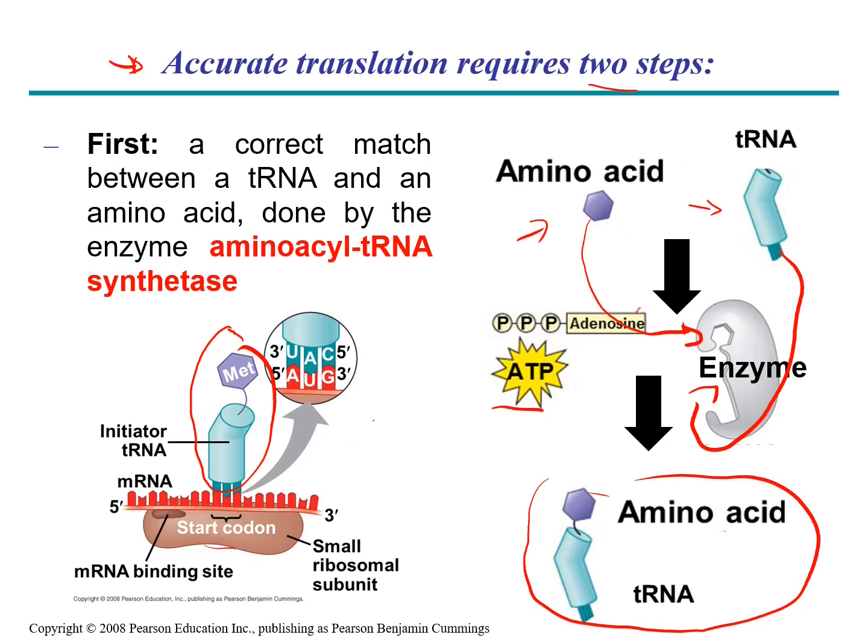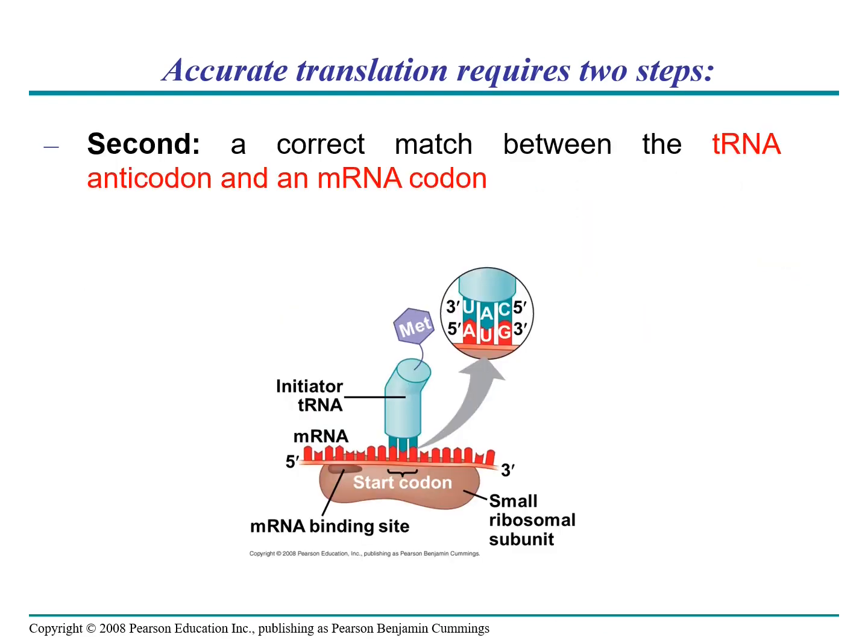So a correct match between the tRNA and an amino acid is done by this enzyme that you see here. The second step to have an accurate translation is to have a correct match between the codon and anticodon. As you can see in this diagram, here you have the anticodon and here you have the codon, and they have to match perfectly to have an accurate translation.